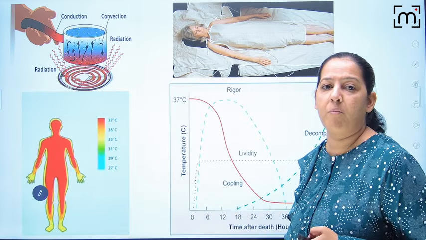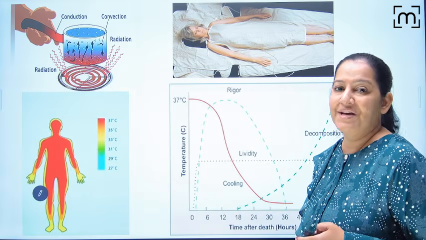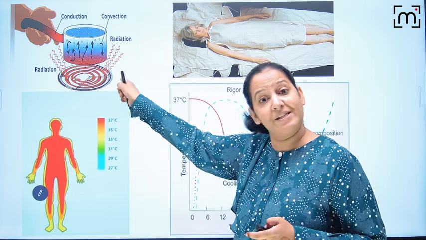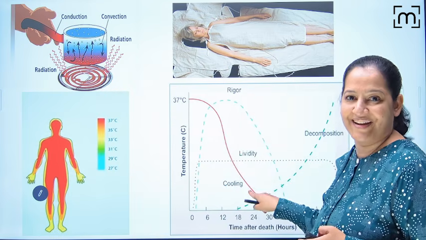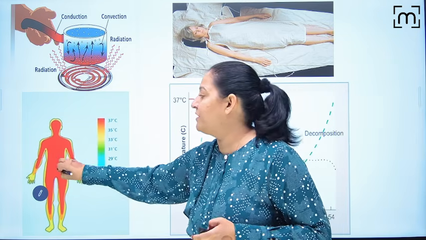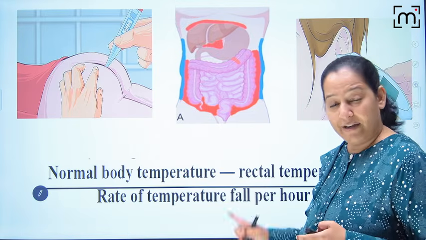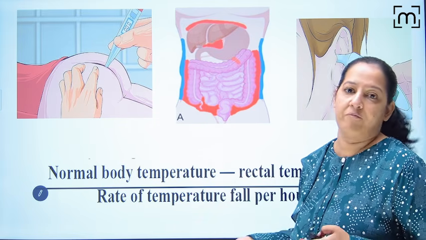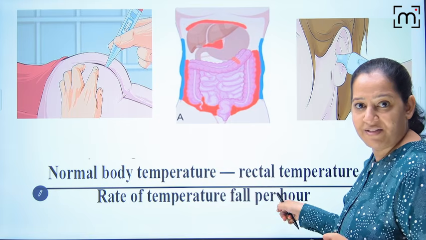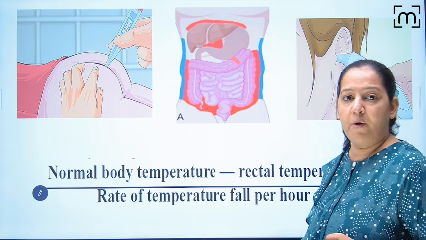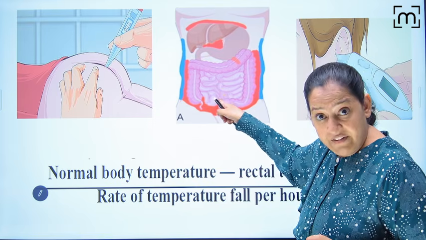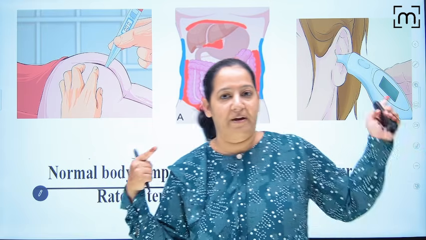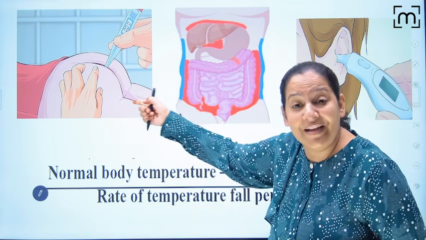Then I told you cooling of body. The body loses heat after death by all 3 mechanisms: conduction, convection, radiation, as well as evaporation. I told you how to draw this graph yesterday. And there is a temperature gradient between the core and the surface. I told you a formula to calculate the time of death from cooling of body. This was the formula I taught you yesterday. How to measure the temperature of a dead body? Rectal temperature, liver or peritoneal surface temperature, and internal auditory canal temperature. These are the 3 ways to measure the temperature in a dead body.